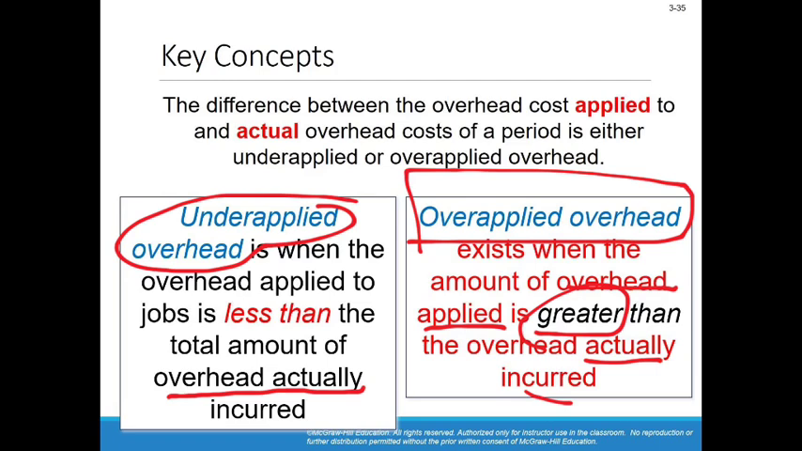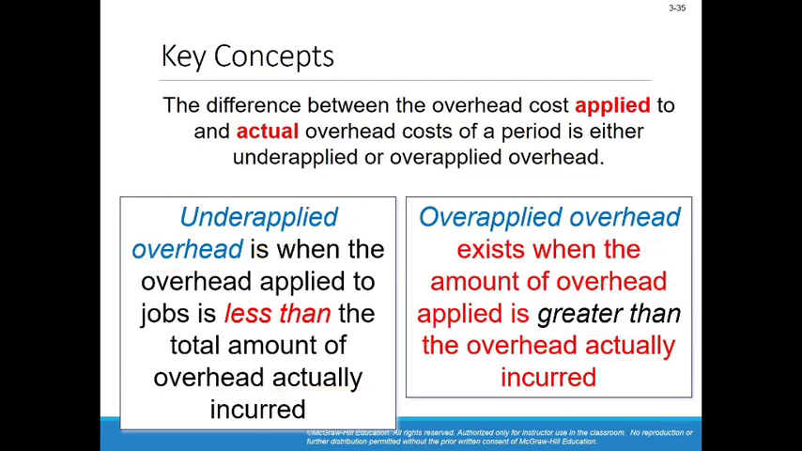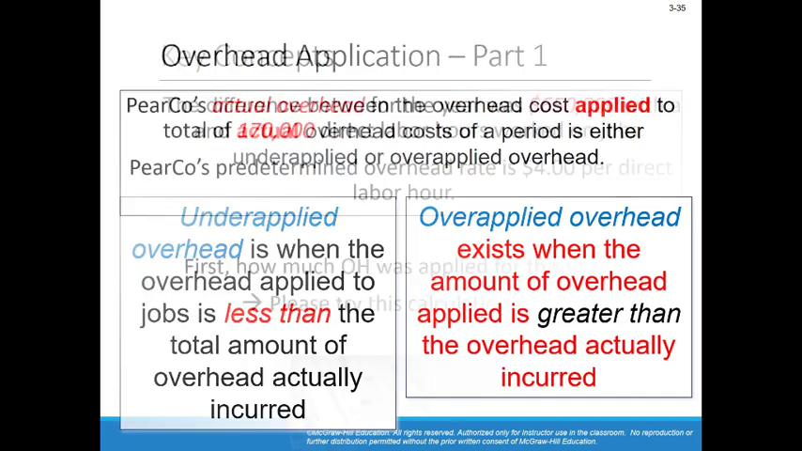The goal is to try to get it as close as possible. Underapplying overhead is not so cool because then you've got more cost of goods sold than you thought. Overapplying overhead sounds great for a Christmas bonus, but then you've used bad data to make decisions with all year. So let's move forward to the next slide and try a problem.